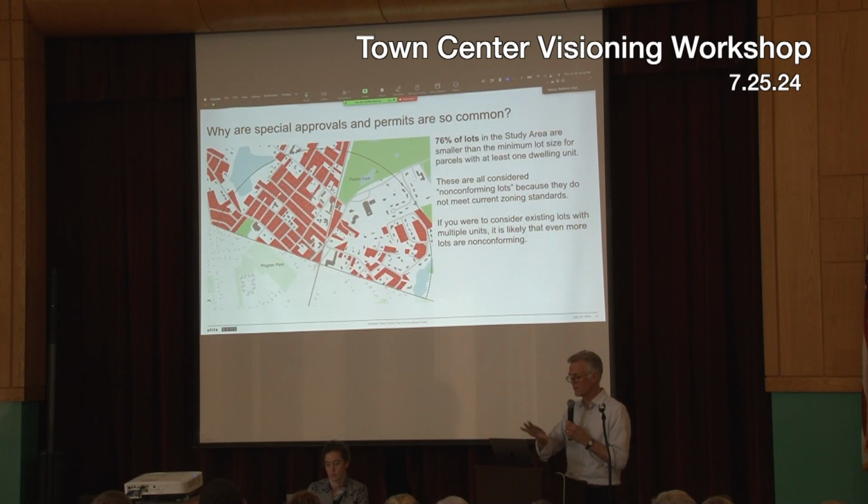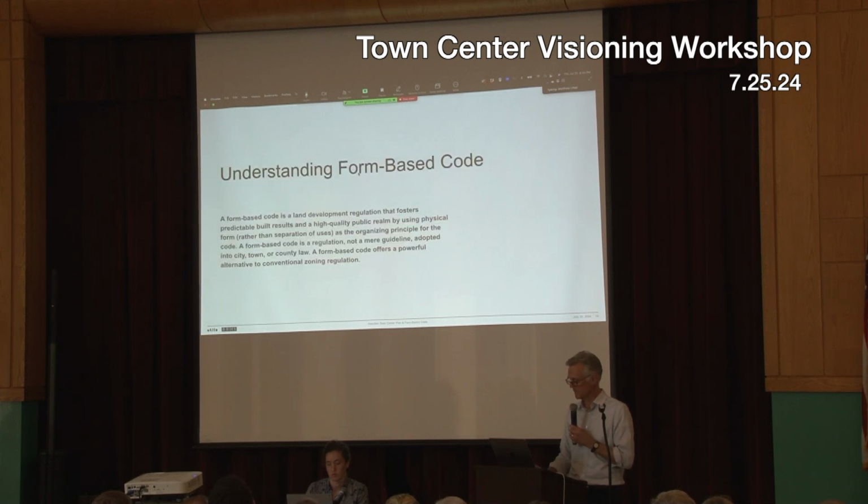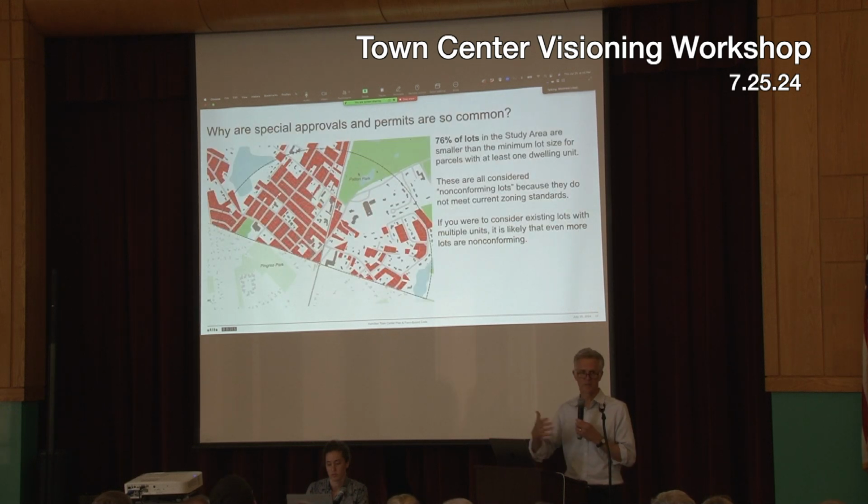And in fact, every parcel that you see here in red is what we call already non-conforming to the current zoning. So I think regardless of what the future zoning looks like, there's a very good argument to be made that a form-based code can more accurately and usefully reflect what's there, and reflect a finer grained understanding of what the town would like to see in its town center.